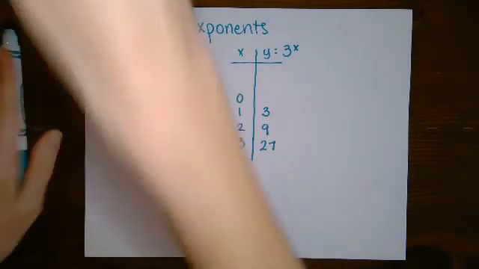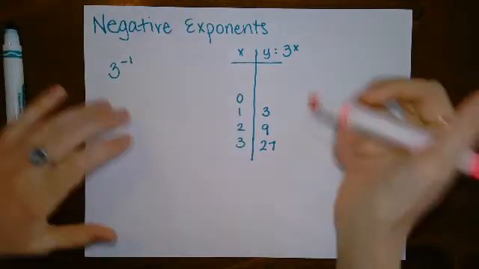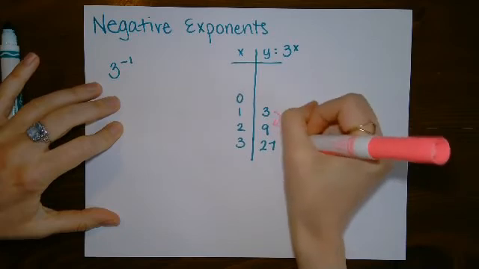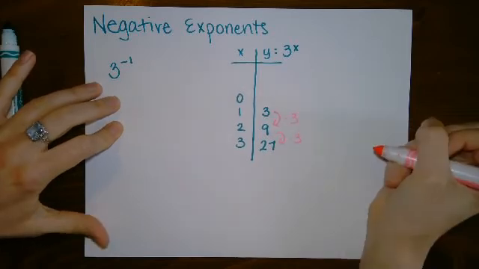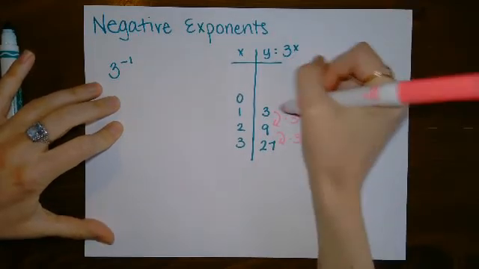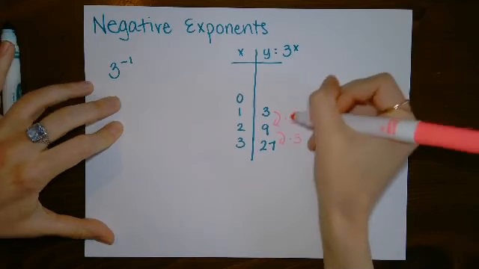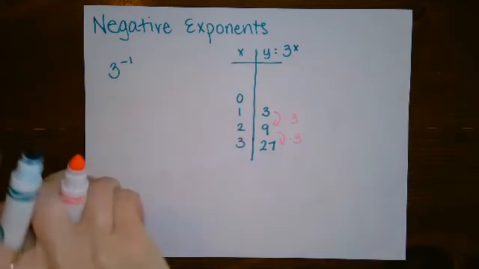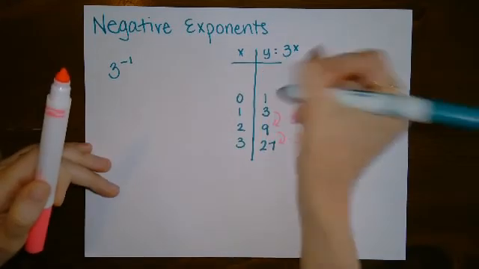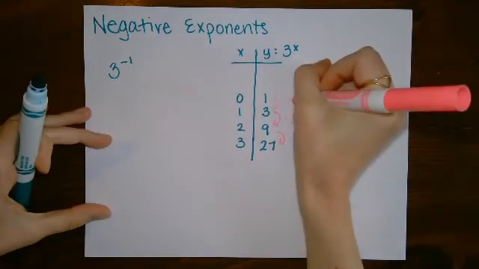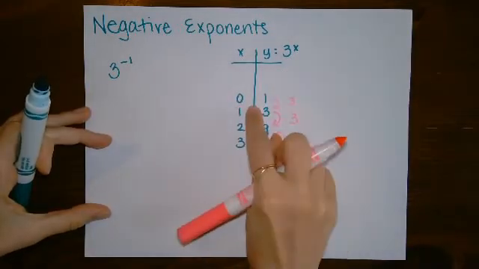Let's look at the pattern in this table. As we increase in this table, we are multiplying by 3. 3 times 3 gives us 9. 9 times 3 gives us 27. So if we were to go backwards, we would divide by 3 as we move up the table. So 3 divided by 3 is 1. This way our pattern continues so that 1 times 3 gives us 3.